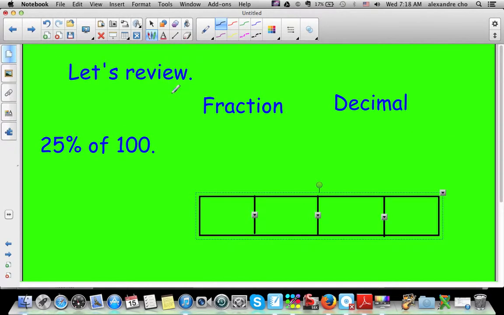Oh, all right. So let's review a little bit what 25% of 100 means. So let me take a second here. 25% out of 100. As a fraction, how would you write that? Okay, so 25% of 100 would be 25 over 100. Or if you simplify that, divide top and bottom by 25, you get 1/4.